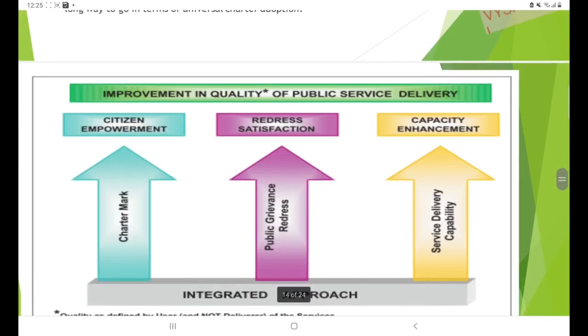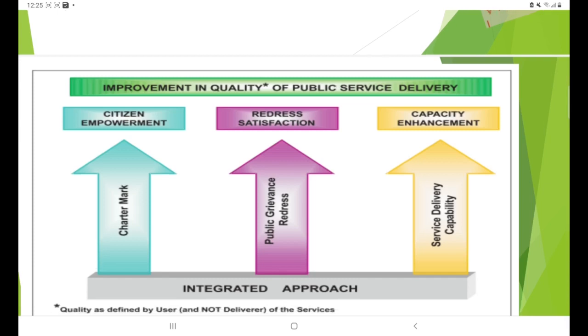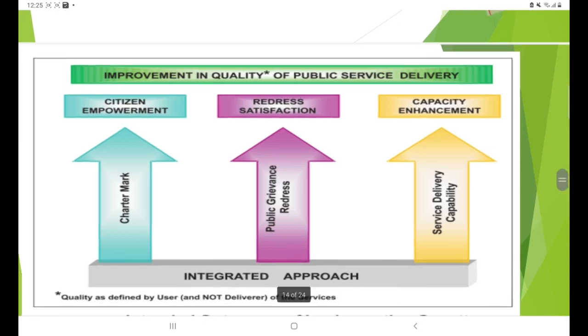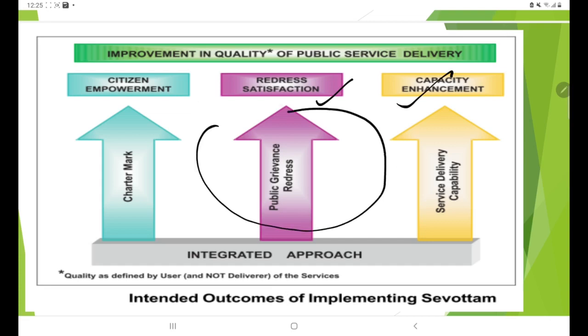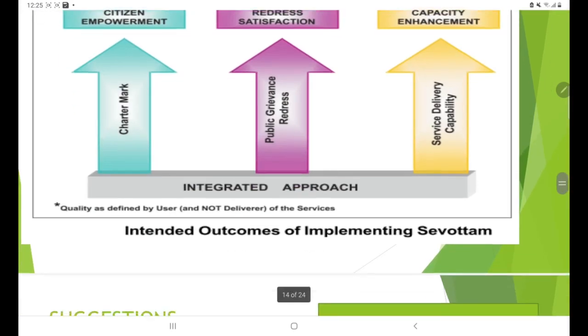This is a model which is dealing with the reformation of the citizen charter and how we can increase the efficiency. So the main components are an integrated approach between citizen empowerment, redressal satisfaction, that is faster grievance redressal, and capacity enhancement. So this is to be done in a coordinated manner so that we can increase the efficiency and motive of the citizen charter. Okay.